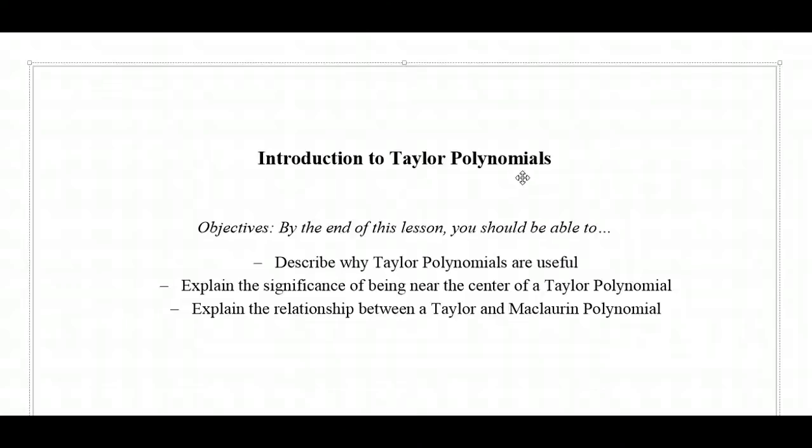Introduction to Taylor Polynomials. Objectives. By the end of this lesson, you should be able to describe why Taylor polynomials are useful, explain the significance of being near the center of a Taylor polynomial, and explain the relationship between a Taylor and Maclaurin polynomial.